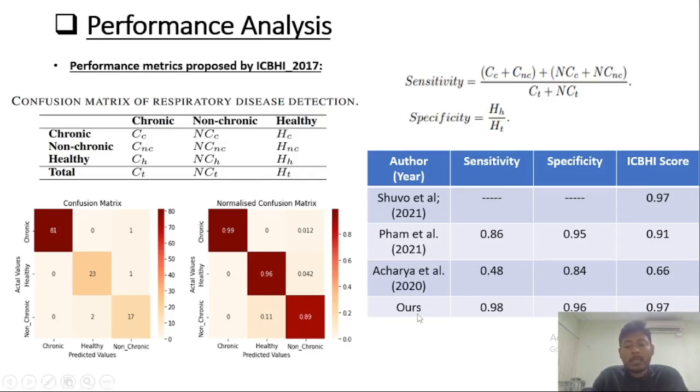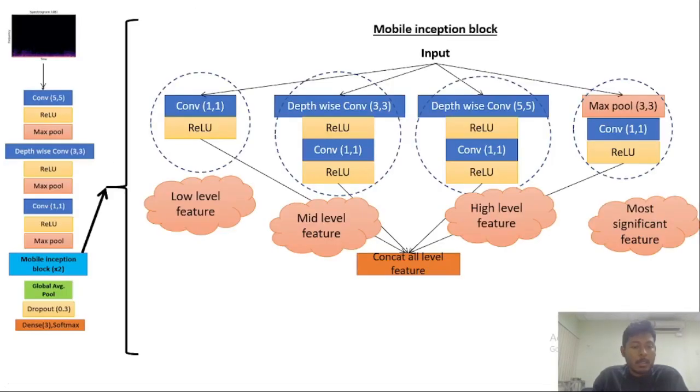Whereas in our case, we can see the sensitivity and specificity is scaled up, outperforming actually all the papers published to date. And for the ICBHI score, we have got a score almost similar to Shubo et al. Actually, it differs on the third decimal place.